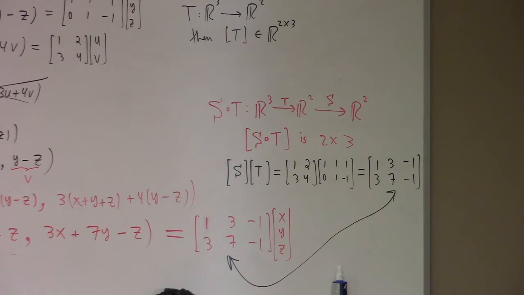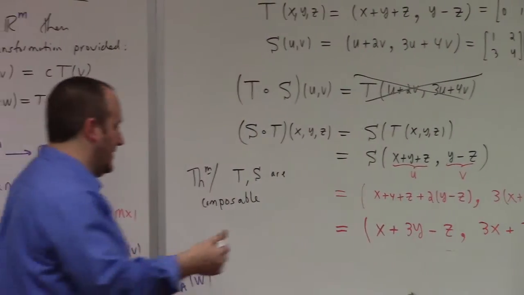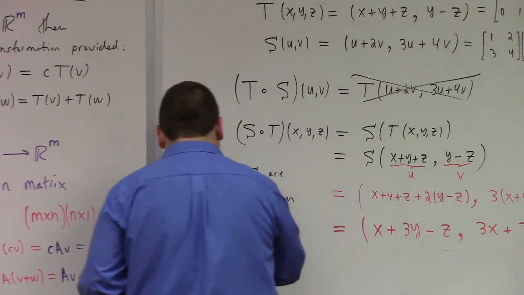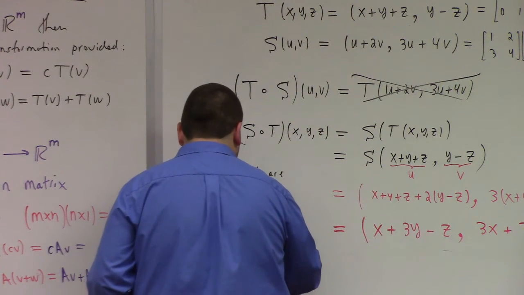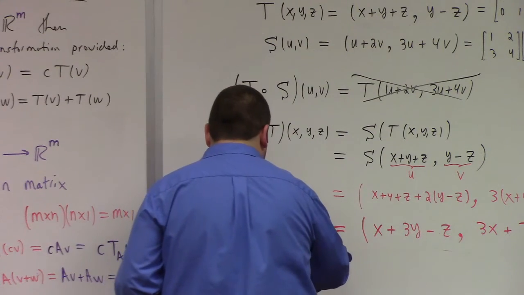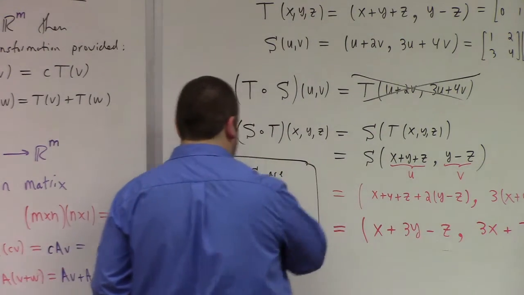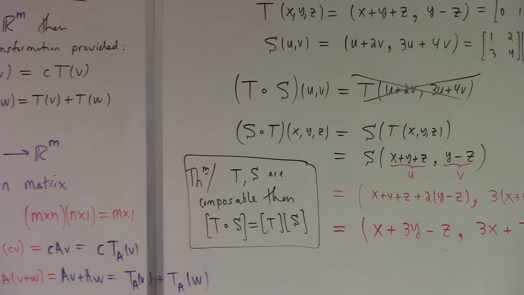So if T and S are composable, in other words, if they have appropriately matching dimensions, then the composite of T, I'll write it the other way. I mean, the matrix of T composed with S is, in fact, the matrix of T times the matrix of S, like that. So that's the theorem: the matrix of a composite is the product of the matrices composed. Another way to look at this is that that's why we define matrix multiplication as we do. It's so that this would happen, in fact.